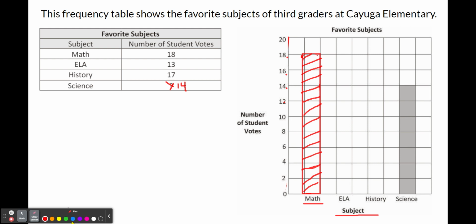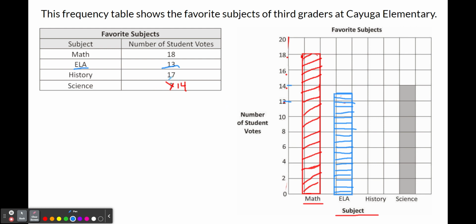Now let's take a look at ELA. The number of students who voted for ELA was 13. So over here I have ELA, and we have to find 13. I see that I have 12 here, and 14 over here. Because it's a scaled bar graph, we do not have 13 labeled on our axis. But I know that halfway between 12 and 14 is 13. So 13 is going to be right here, and that's what I'm going to mark for ELA. Okay, so I filled in my bar for ELA. I have 13 students who voted for ELA.